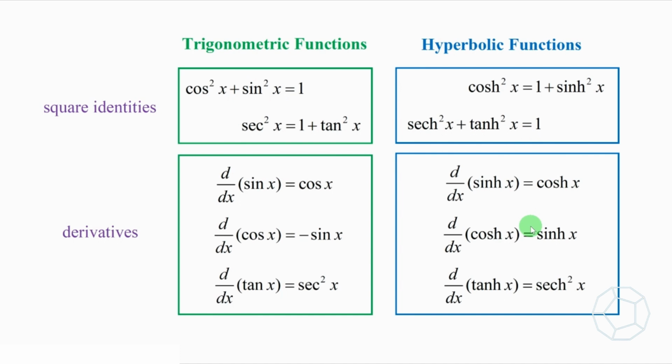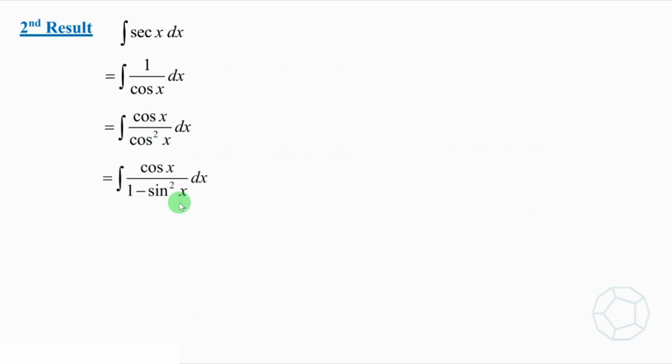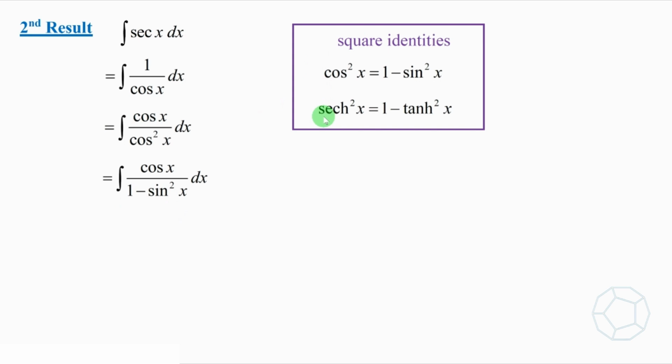Now everything is ready. Let's go back to integrate secant x dx. Change secant x to 1 over cosine x, then multiply both the numerator and the denominator by cosine x like this. The term cosine square x can be written as 1 minus sine square x. We can compare this form with the square identity of the hyperbolic functions. Hyperbolic secant square x is equal to 1 minus hyperbolic tangent square x.